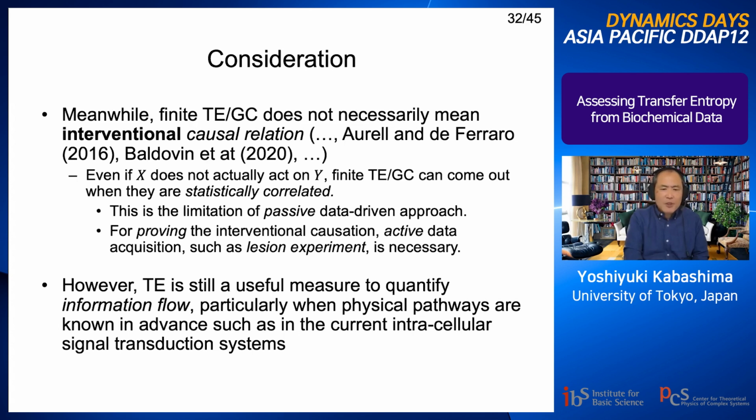So this is a limitation with the passive data-driven approach. For proving interventional causation, active data acquisition, such as the lesion experiment, is necessary. However, transfer entropy is still useful to quantify information flow, particularly when the physical pathways are known in advance, such as in the current intracellular signal transduction systems.